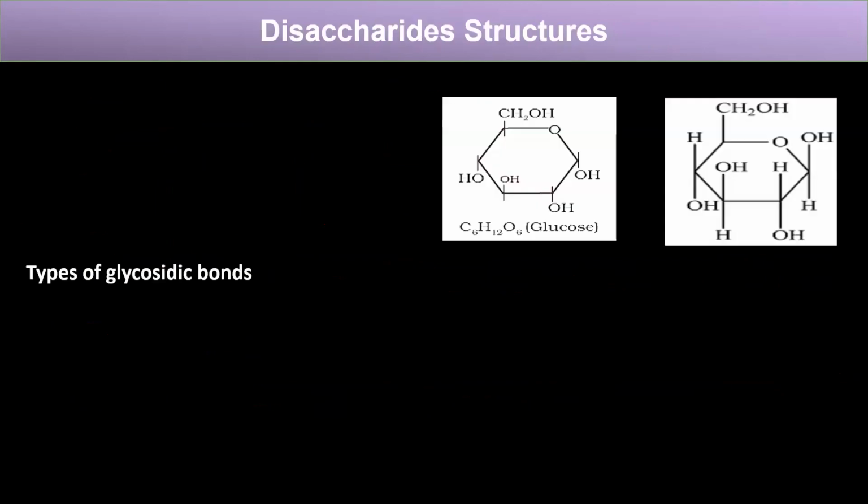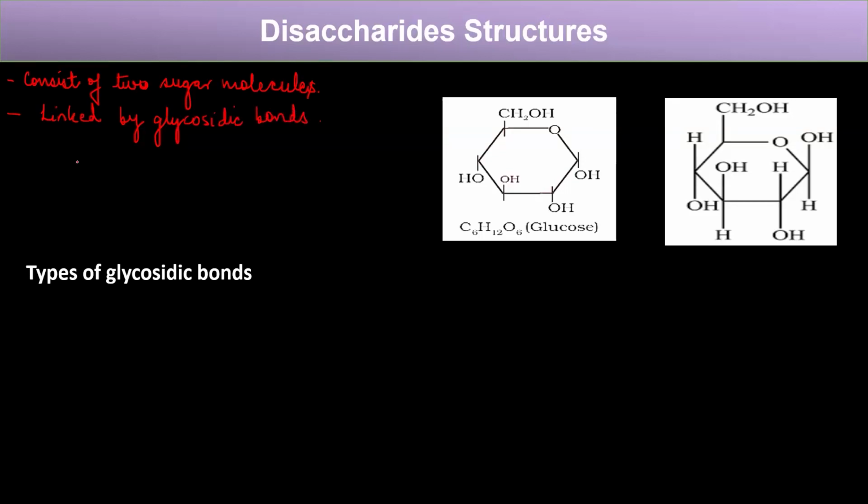Now let's talk about the structure of disaccharides. What are disaccharides? We have seen in the last class that disaccharides consist of two sugar molecules, or when you hydrolyze disaccharides, two different or two same kinds of sugar molecules can be formed. And how are they linked? In the case of carbohydrates, they are linked by glycosidic bonds.